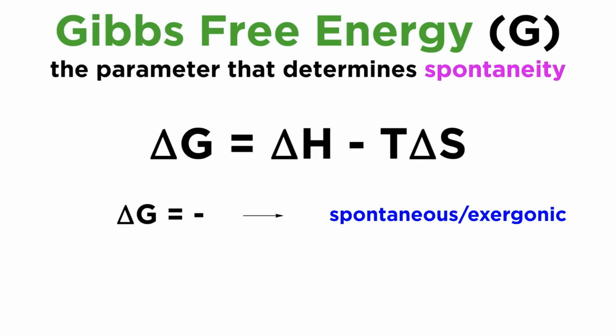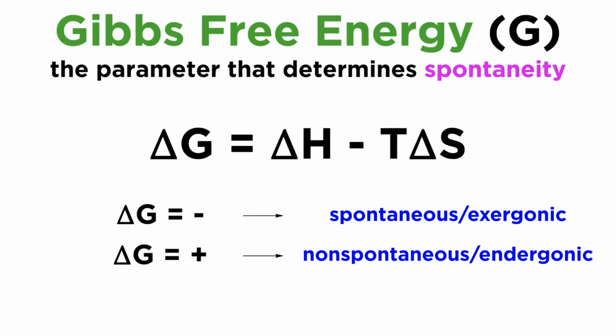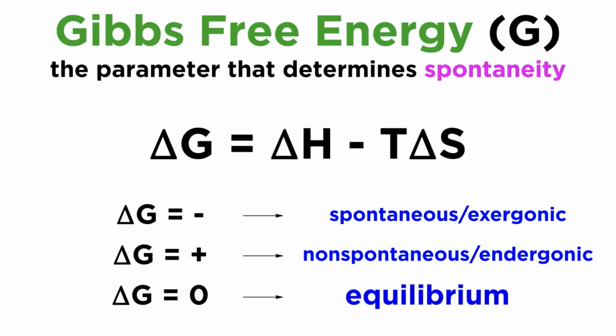So it is the case that if the delta G for a reaction is negative, the reaction will be spontaneous, or exergonic. If the delta G is positive, the reaction will be non-spontaneous, or endergonic. And if delta G equals 0, the system is at equilibrium and any accompanying process will be reversible.